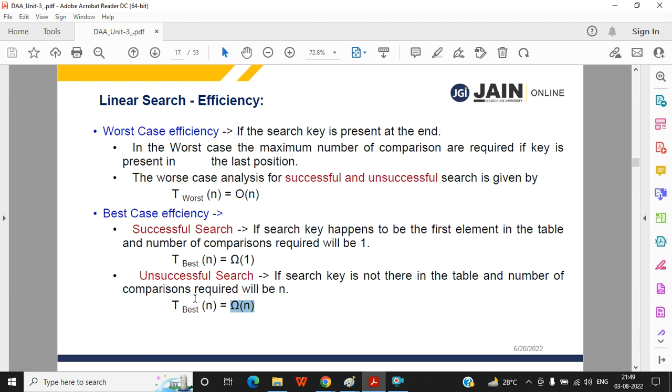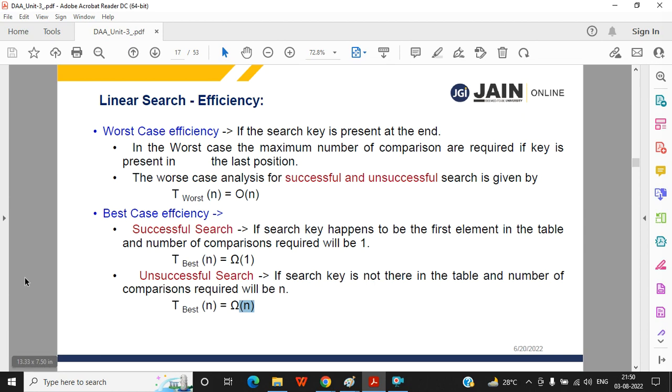I got it. This formula got registered in my mind now. This is a tricky thing. Best case unsuccessful search. Omega 1 means we are getting it at the first attempt only. Omega n means we are getting it at the nth place, after reaching the nth element. Unsuccessful search means after searching in the last comparison, at the nth element only, we'll come to the conclusion.